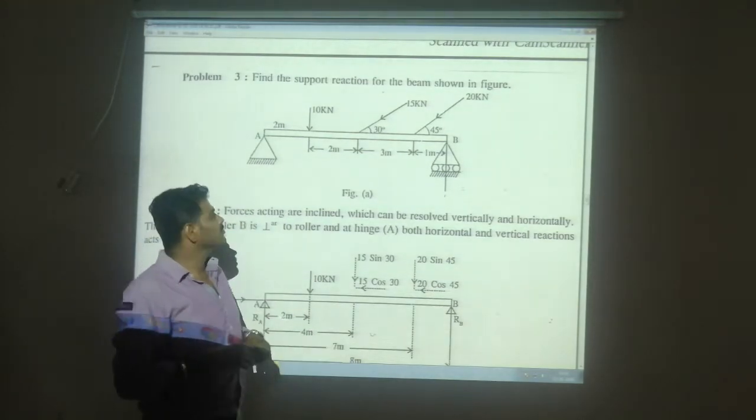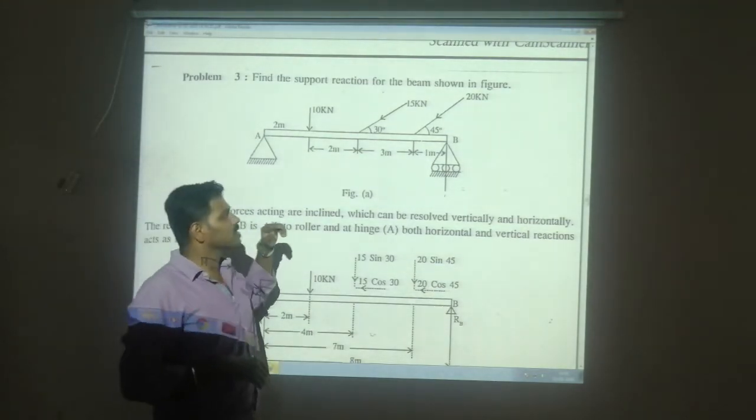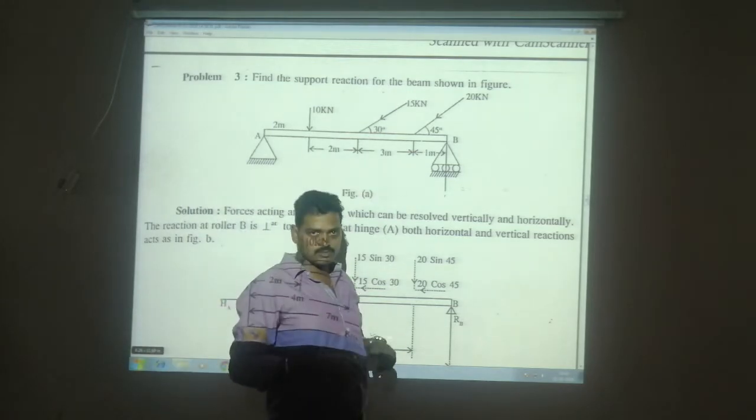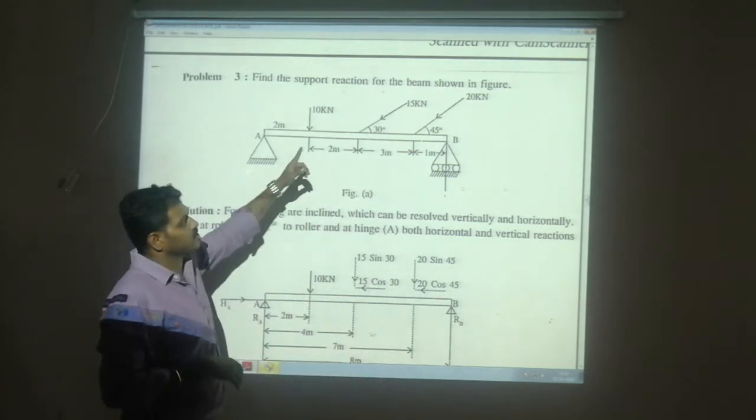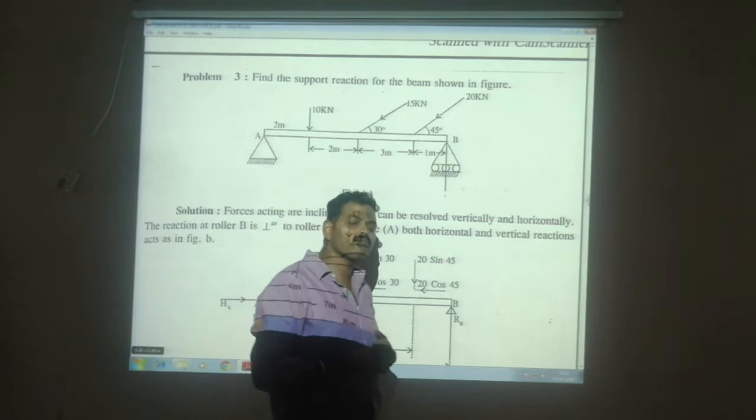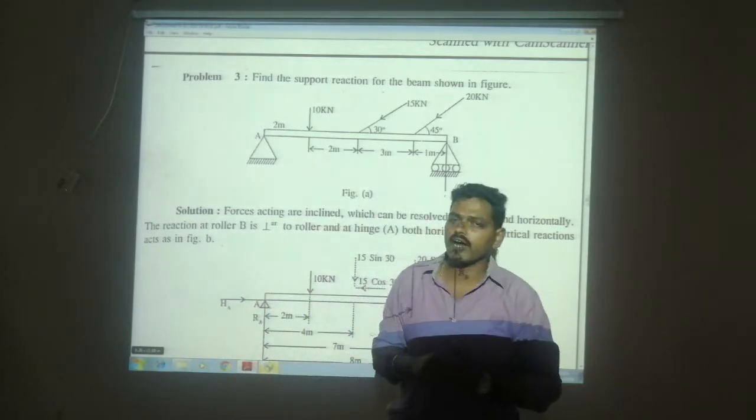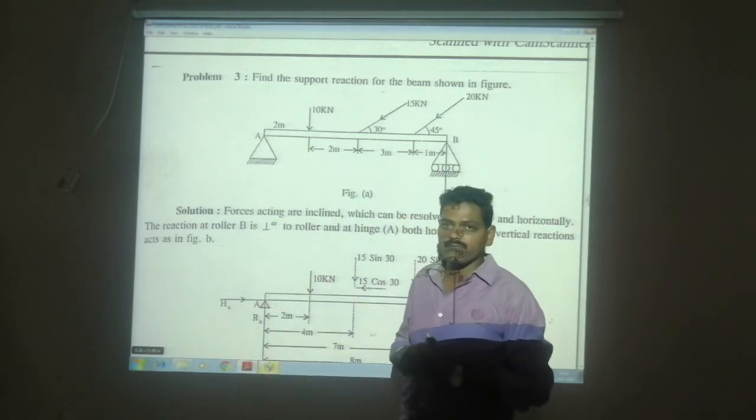The next one, the third one. Here in the third problem you can see that there are inclined forces. Find the support reaction for the beam as shown in the figure. Here also we have to find the support reactions, RA and RB.